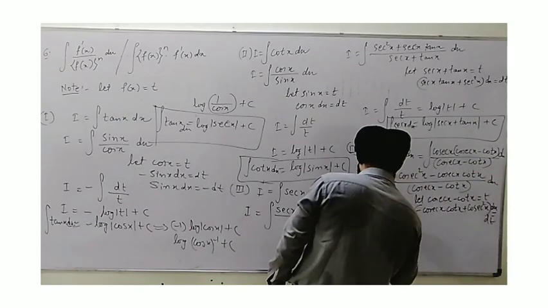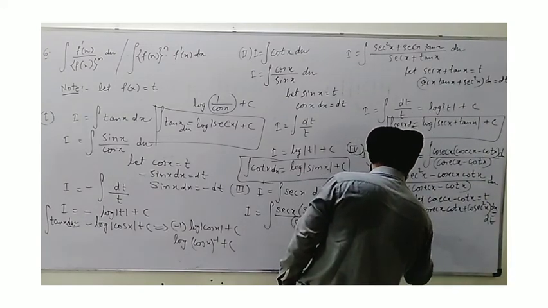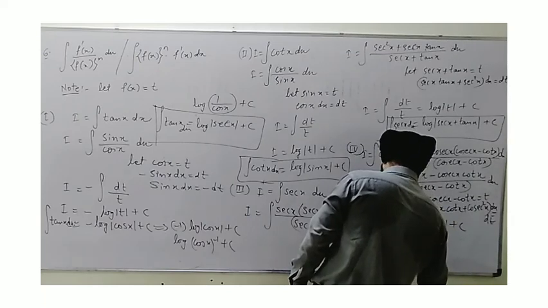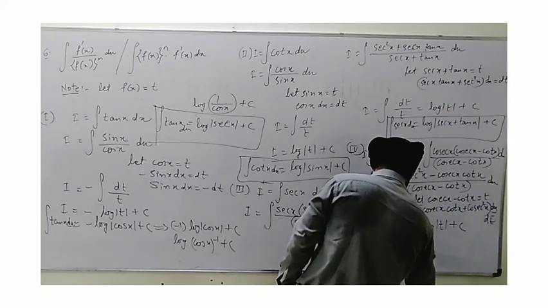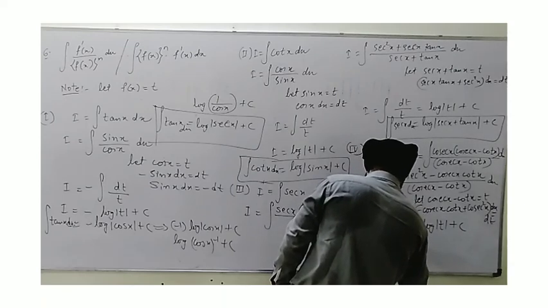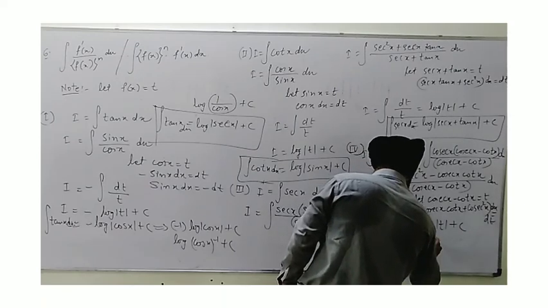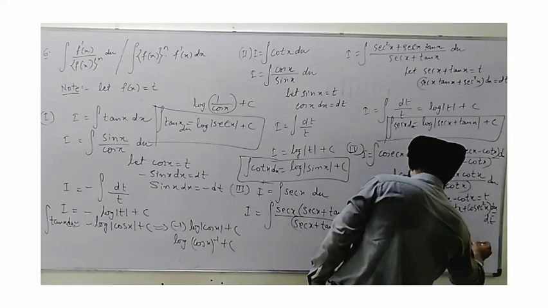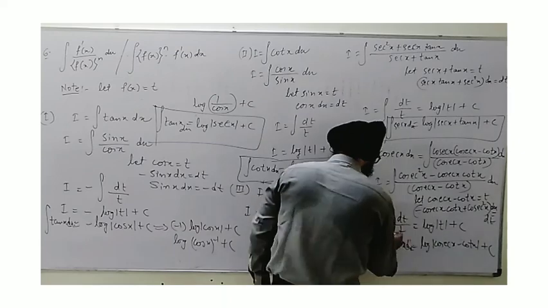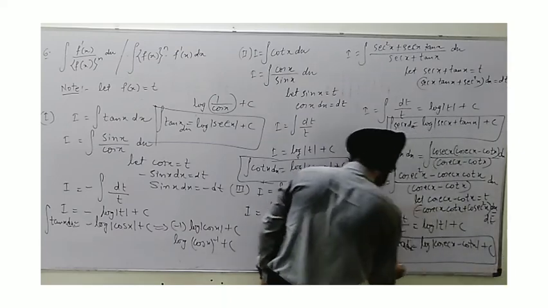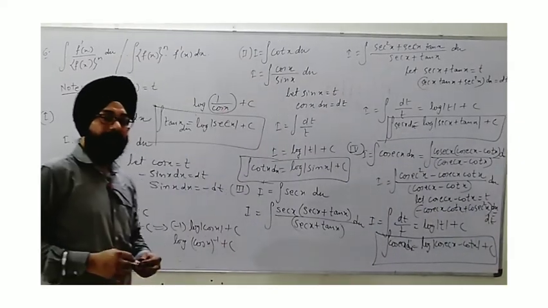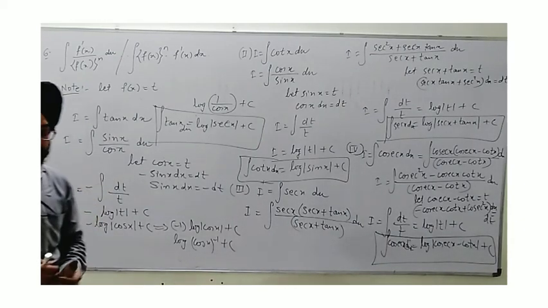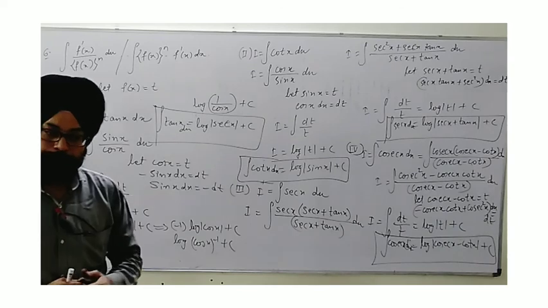So we can write I as dt upon t, which further is log of mod t plus c, and finally the integration of cosec x dx becomes log of mod cosec x minus cot x plus c. Here we get one more formula to be used. So this way we have seen very important integrations of 4 functions.